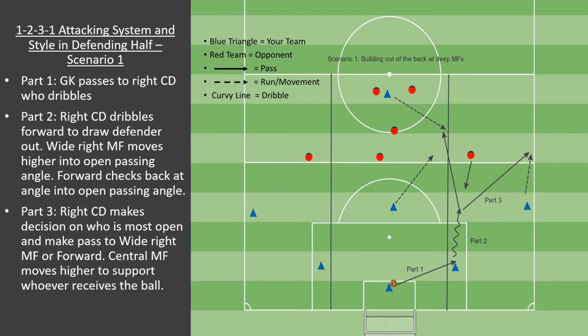But you see the part one pass, nice and close. And this player then has the ability to dribble forward. So the central defender can dribble forward. The defender is most likely going to step out here. And so the part two part, where they're dribbling out, not as a speed dribble, but just to try and entice the defender to step out.